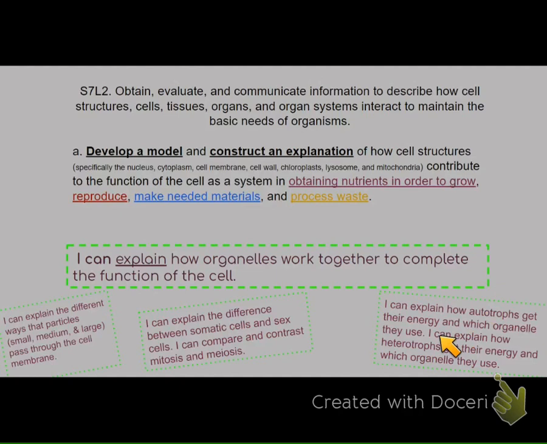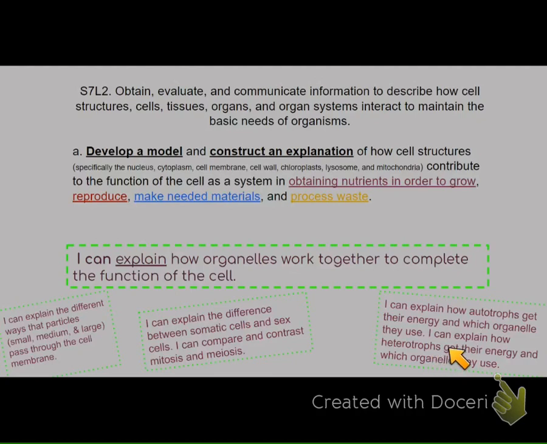Today our focus is going to be right here. I can explain, and you can see it up on the board as well, how autotrophs get their energy and which organelle they use. I can explain how heterotrophs get their energy and which organelle they use. So it's the same thing: I can explain how autotrophs and heterotrophs both get their energy and which organelle does that. Chances are you already have a pretty good understanding of this. We talked about this when we talked about the characteristics of life and what heterotrophs and autotrophs are. We've talked about which organelles a little bit. Today we're going to talk about the specific process that they go through.